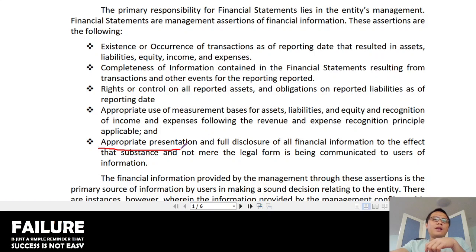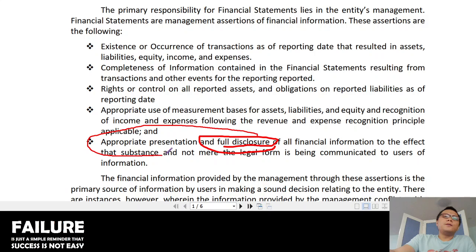And next, lahat ng na-present namin ay tama, appropriate presentation, at lahat ay aming na-disclose, walang kulang. So, kumbaga, ina-assert sa atin ng management na lahat ng asset as of the reporting date or lahat ng liability, lahat ng equity as of the reporting date are fully disclosed. Lahat ng income, lahat ng expenses are fully disclosed. That is the assertion when it comes to appropriate presentation and full disclosure.